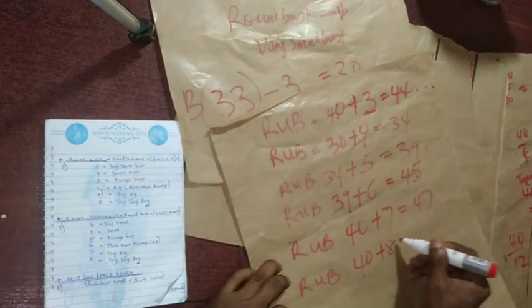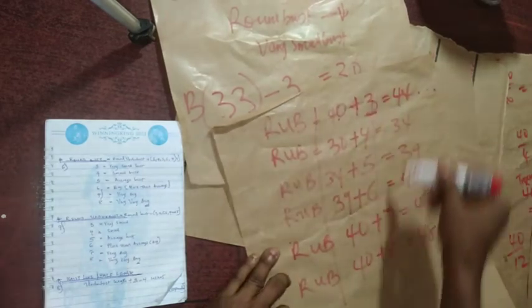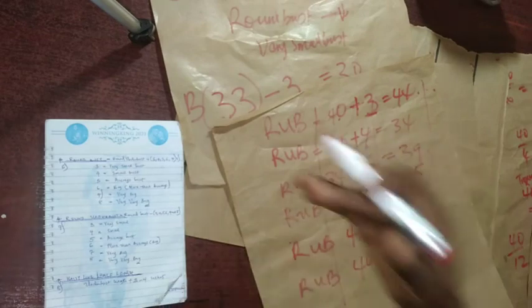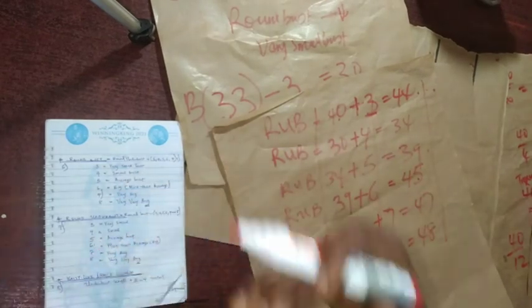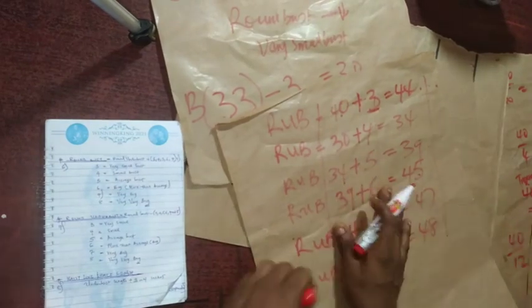40 plus 8, which will give us 48. So in this case, we've used the under bust to get the round bust, as you can see. So it is vice versa. We normally use subtraction in getting under bust. In this case, we use addition. Okay, that is it.